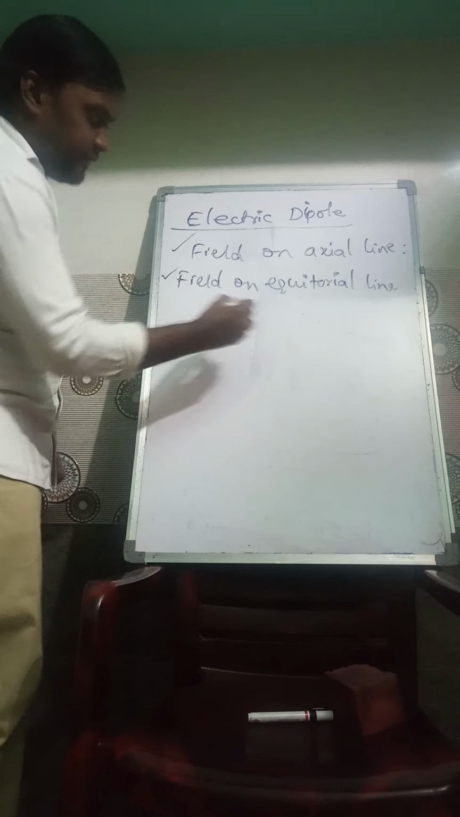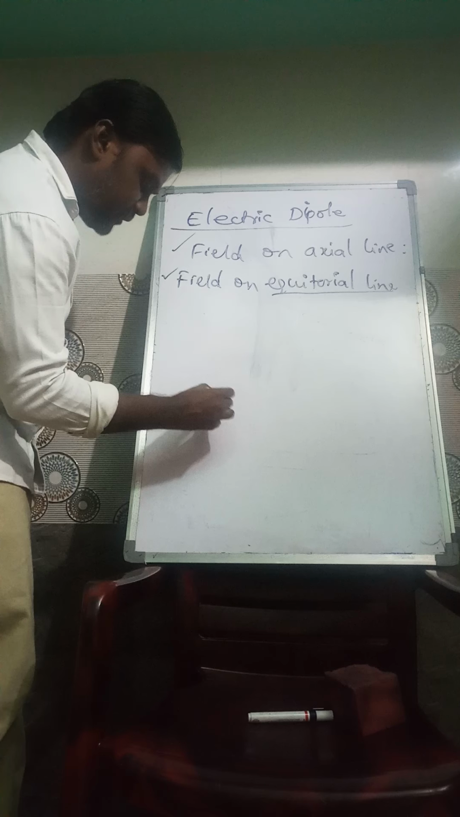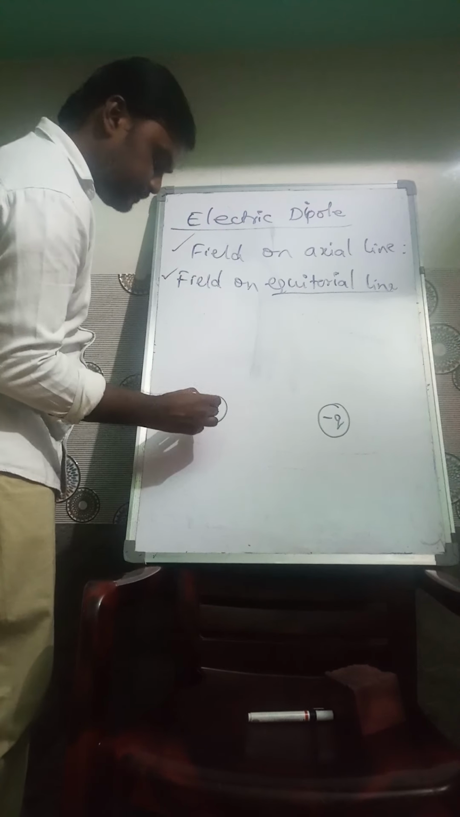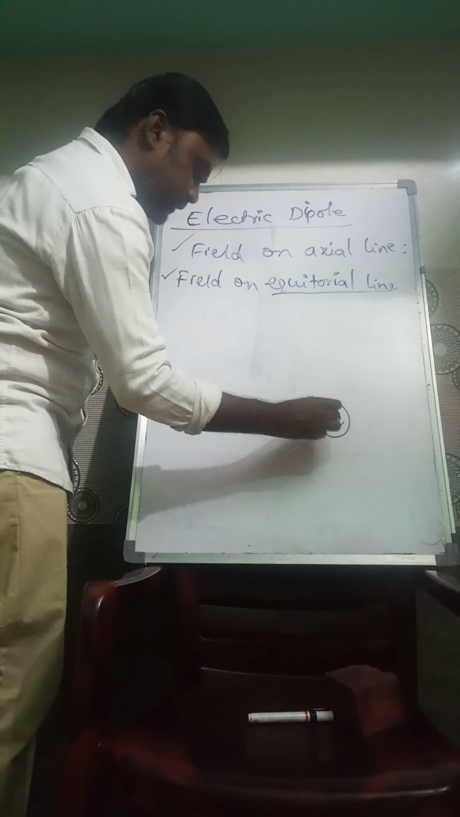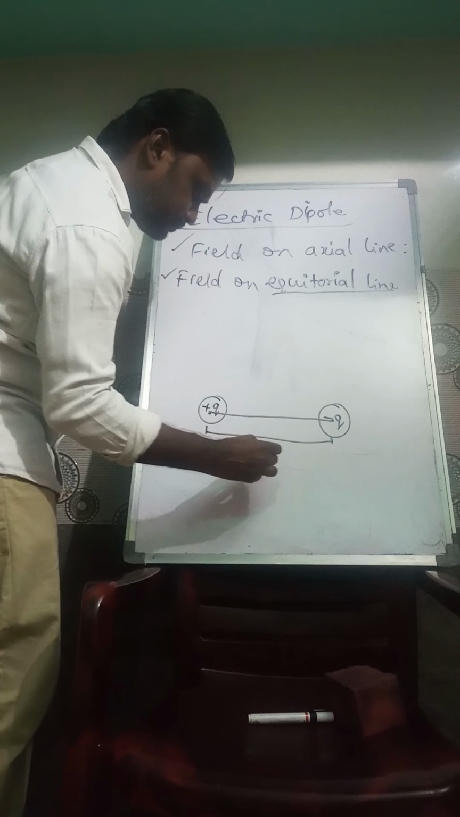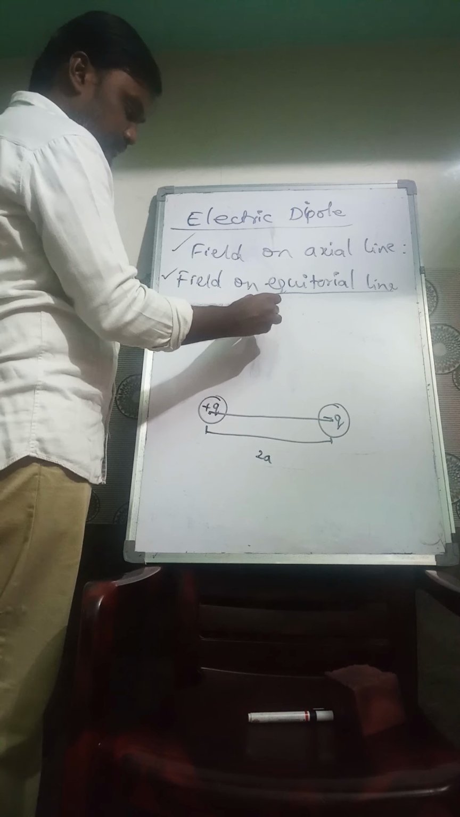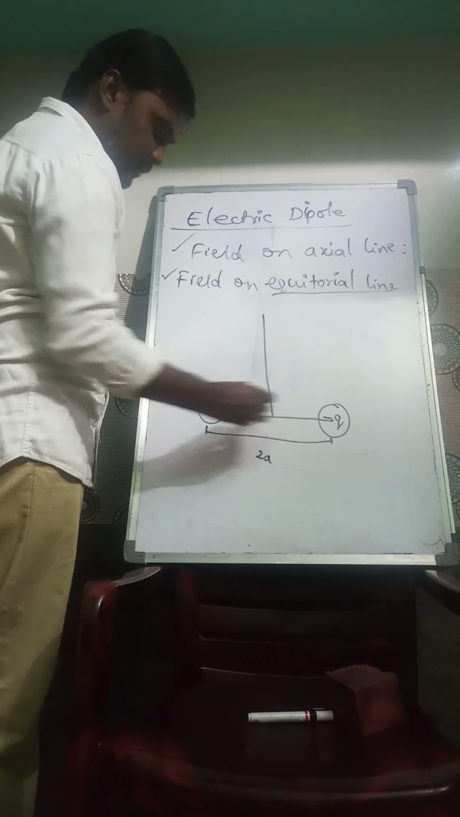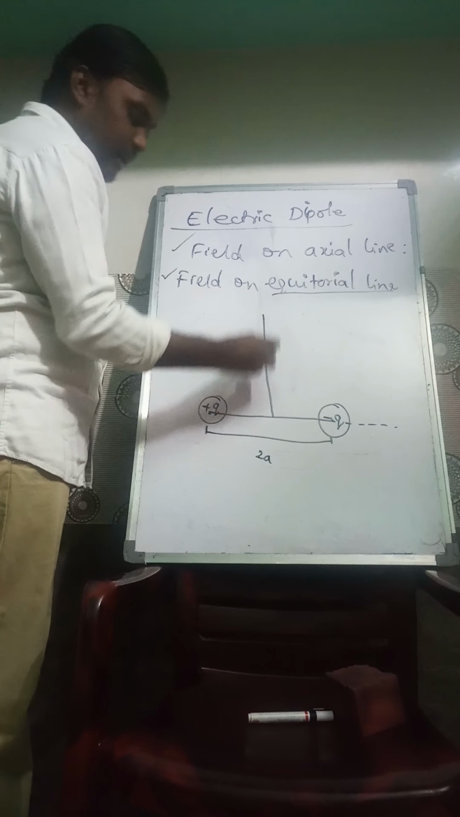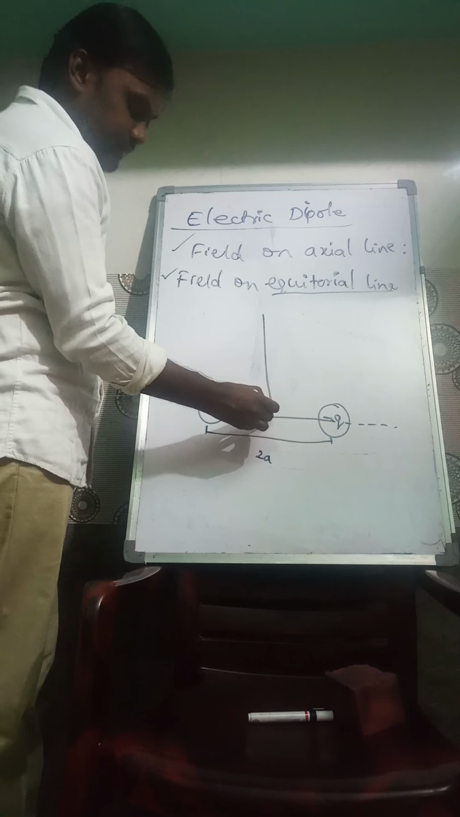So let me first define what the equatorial line is. Here I'm taking a dipole, and this is the length, which we are taking as 2a. Equatorial line means a straight line which is perpendicular to the axial line and passing through the center of the dipole. This is the center of the dipole.